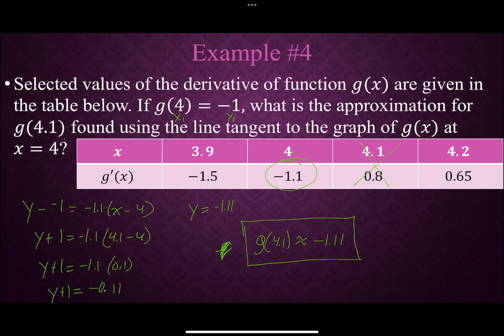Only one more topic left to go. What's called L'Hopital's rule. It allows us to work with limits that are indeterminates. We discussed a little bit of that back in Unit 1. We're going to discuss it a bit more. So I'll see you next time for that.